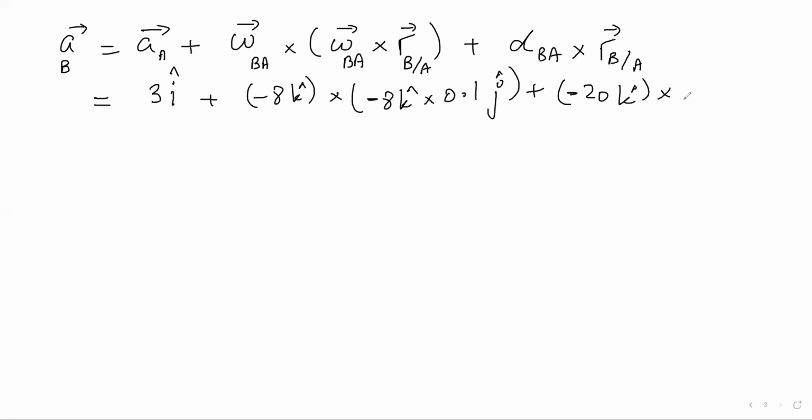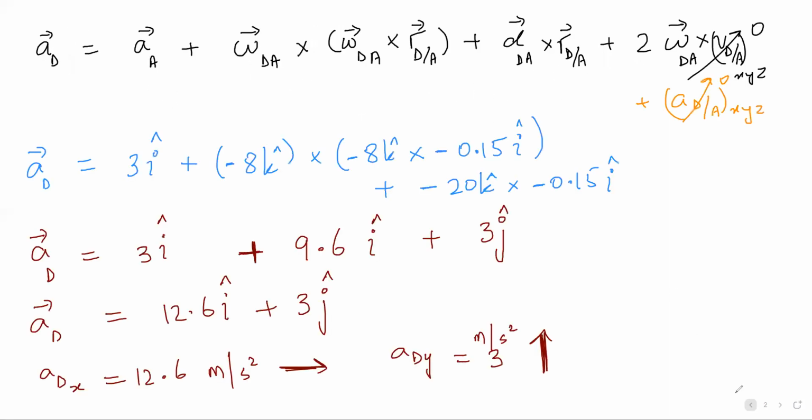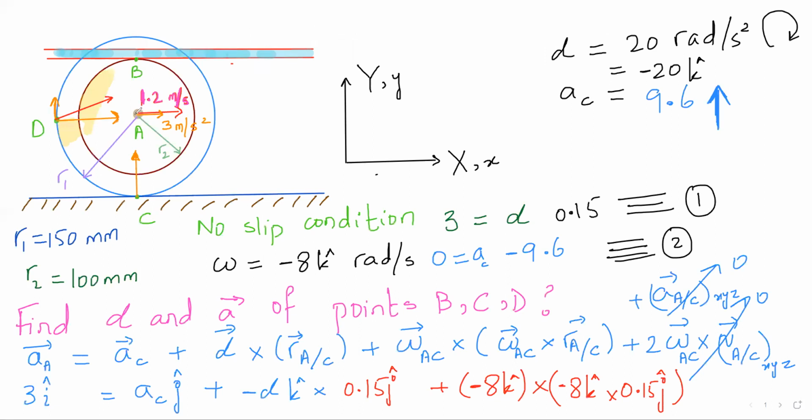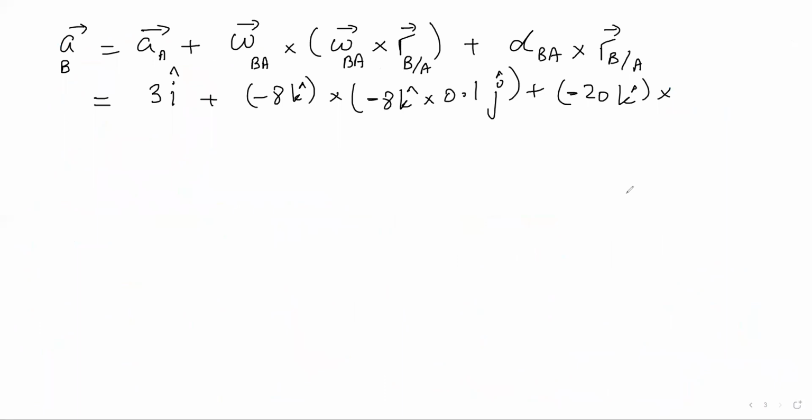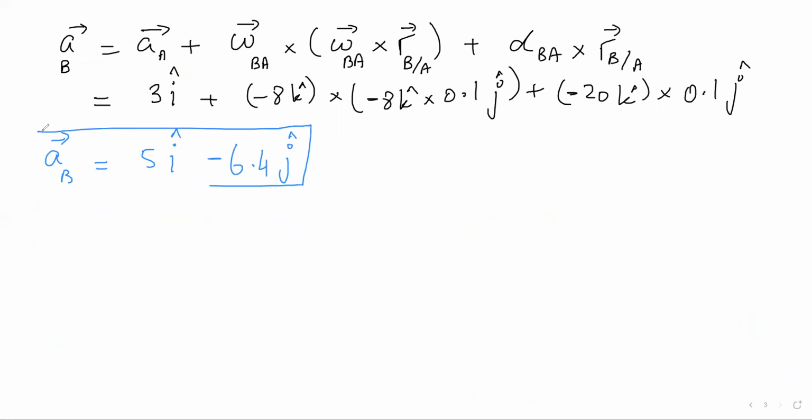Why positive j? Because B with respect to A is sitting on top in the positive j direction, 0.1 j. This is how I defined my coordinate system. So I have a_B equal to, why don't you give me the final answer? 3i, 5i, minus 6.4 j. I'm going at sonic speeds right now.